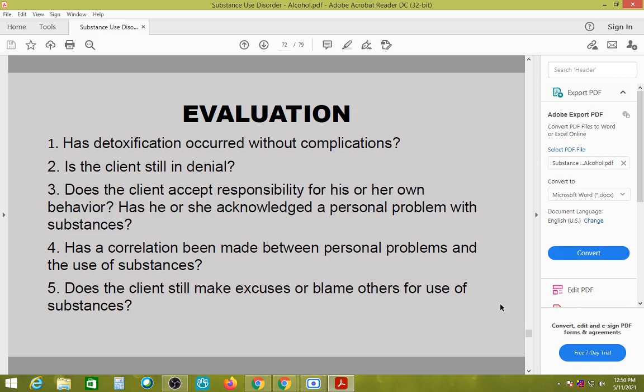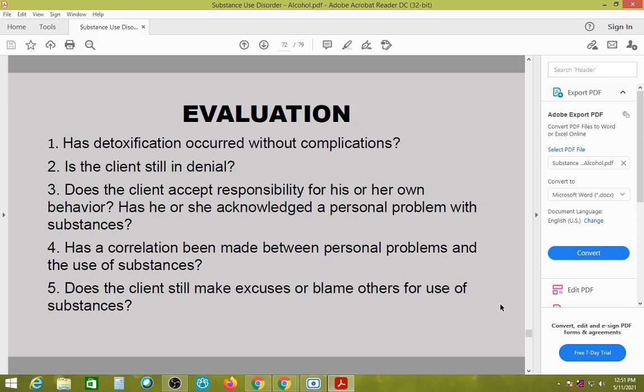We have to try to evaluate these questions, because if we do not evaluate the answers to these questions, it is very difficult for us to help a person improve in the self-efficacy support. It is very difficult for us to help the person stay in the change process. Okay, now four, has the correlation been made between personal problems and use of substance? Five, does the client still make excuses or blame others for use of substance?